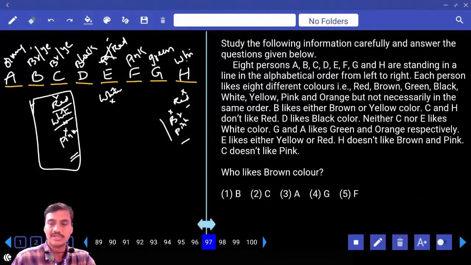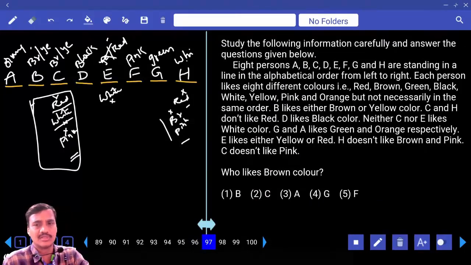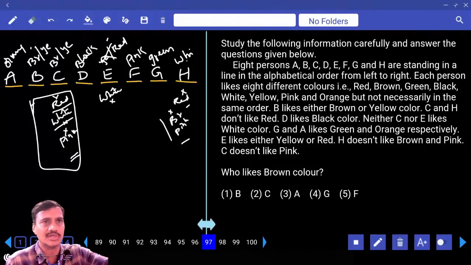Then 97, who likes brown color? Now tell me the one who likes brown color. Yes, what is the answer we have? Either B or C. Who likes brown? Either B or C is the answer. Brown we cannot definitely finalize this one. Either B or C. 97.